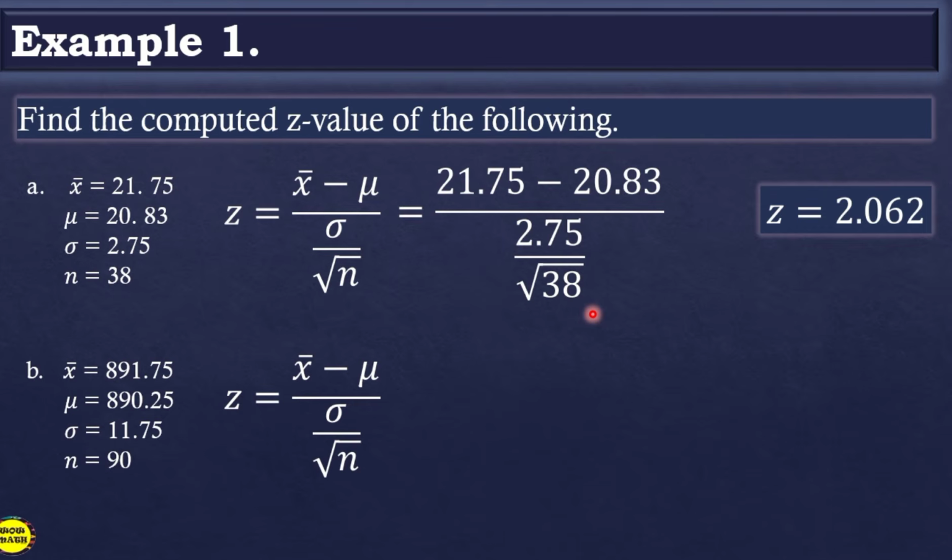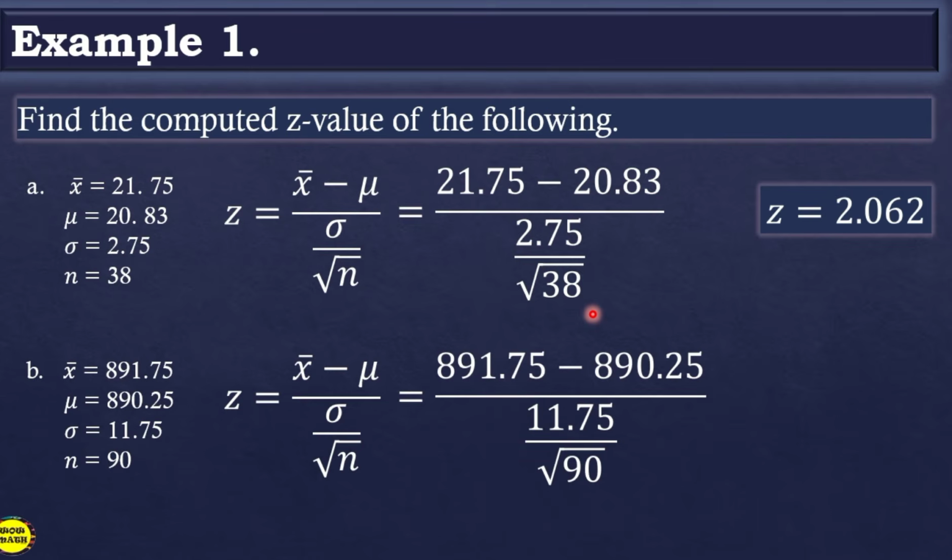Using the formula, substitute the given values to the formula, and then simplify. 891.75 minus 890.25 divided by 11.75 over square root of 90. So, therefore, the computed C value is 1.211. Next.